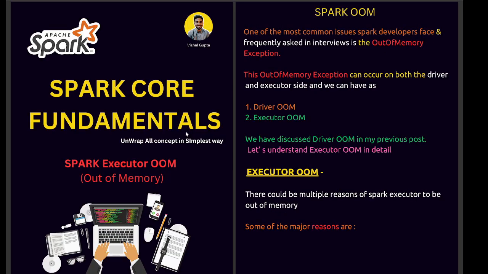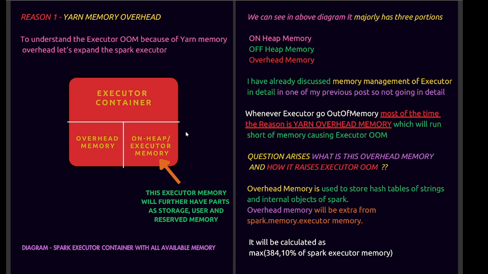Moving forward to executor out of memory. For an executor to go out of memory, there could be multiple reasons. The first reason could be yarn memory overhead. To understand this yarn overhead memory out of memory exception, I have created a detailed diagram of the Spark executor container with all the available memory.